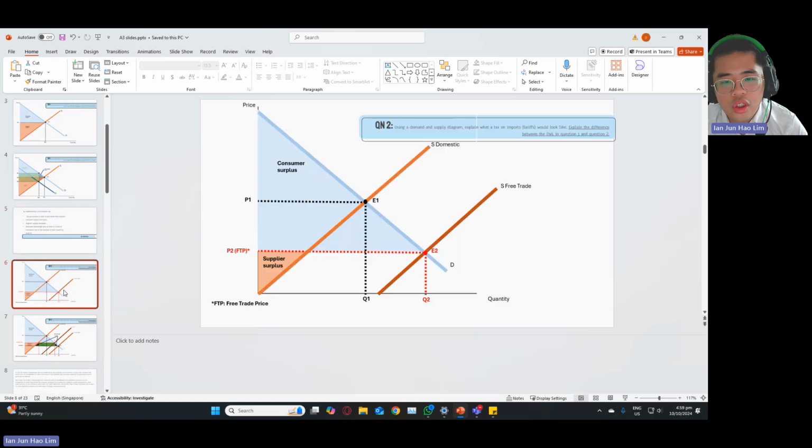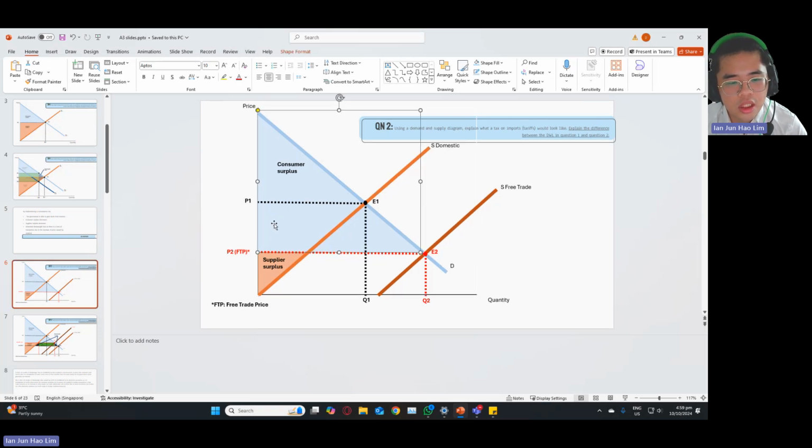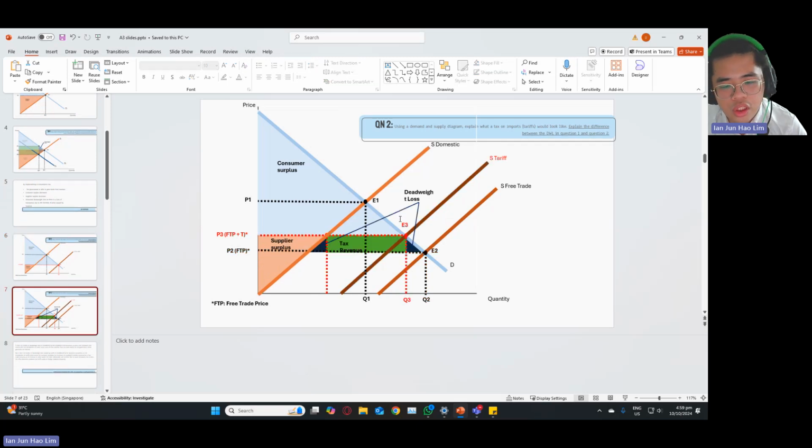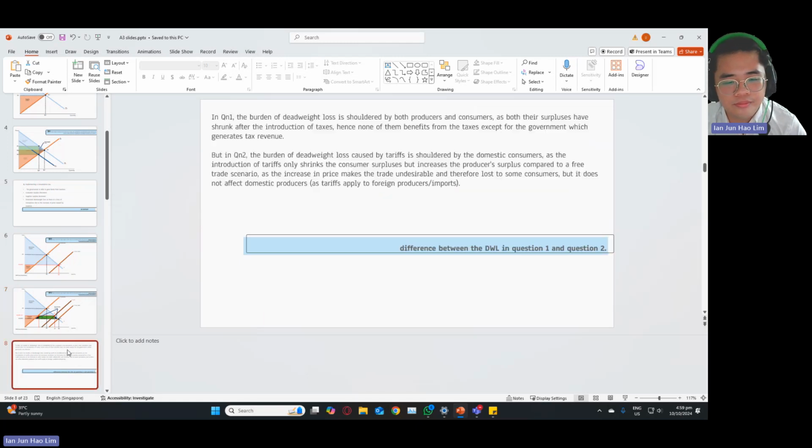So for question 2, using a demand supply diagram, explain what a tax on imports would look like. First, as you can see, after introducing free trade to our domestic market, it drastically shifts the supply line to the right. It heavily and significantly increases the consumer surplus, but it reduces the domestic surplus by a huge amount. However, after introducing a tariff, it will shift the supply to the left a bit, generate some tax revenue and deadweight loss, which is inevitable, but it does increase the domestic supplier surplus and decrease the consumer surplus.